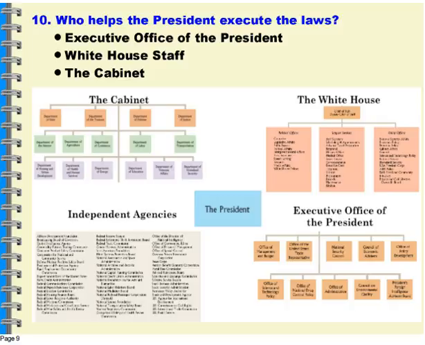So they are close to the White House staff, but the White House staff are the ones that primarily work in the West Wing. They're the ones that work in the actual White House itself.